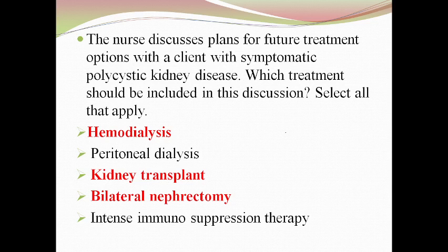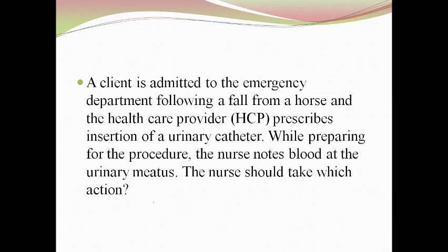For end stage renal disease, we have to advise the patient on dialysis, hemodialysis, kidney transplant and bilateral nephrectomy. Peritoneal dialysis and intense immunosuppression therapy are not indicated. So when the patient has polycystic kidney disease, the answer is hemodialysis, kidney transplant and bilateral nephrectomy.